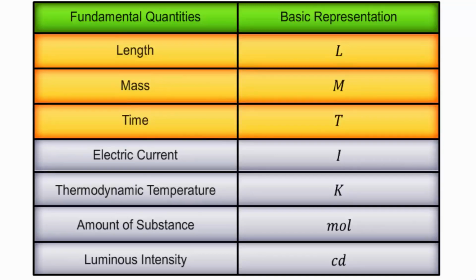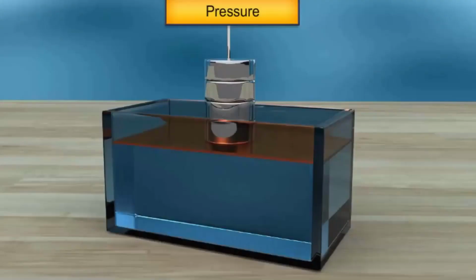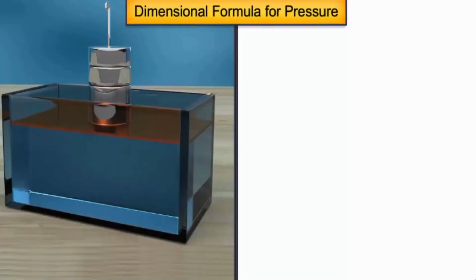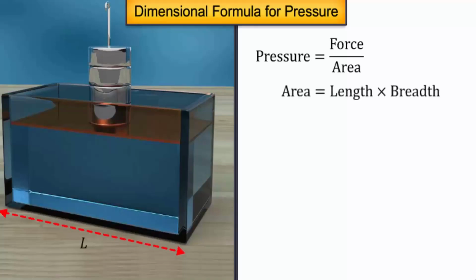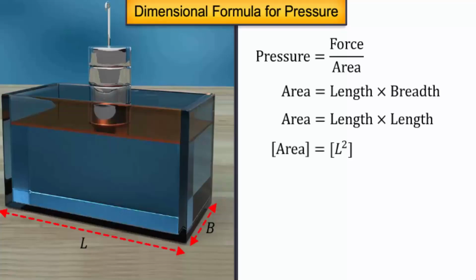Let us look at another example. Let us find the dimensional formula for pressure, which is equal to force per unit area. Area is the product of length and breadth. Length and breadth represent the base quantity, length. Thus, area can be expressed as length square, and hence its dimensional formula is L^2. We know that the dimensional formula of force is MLT^-2. Now, the dimensional formula of pressure is obtained as shown.